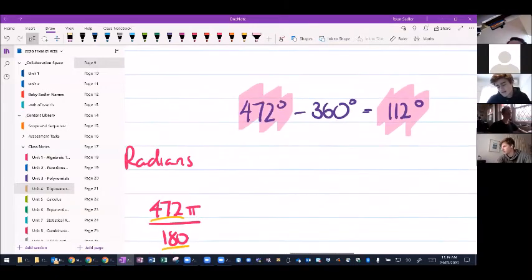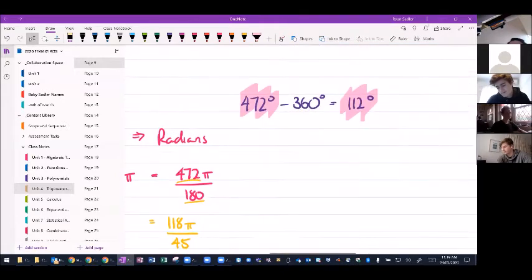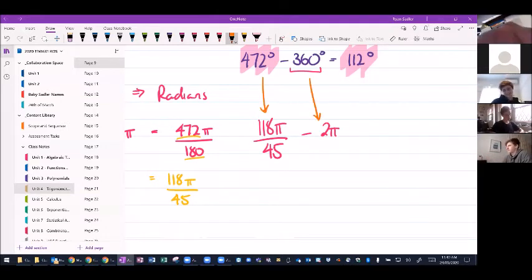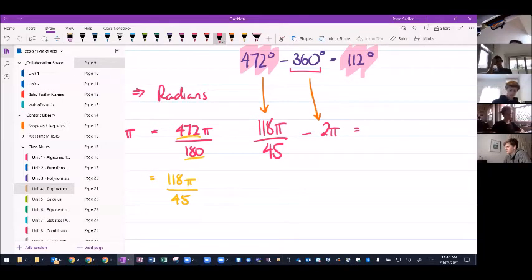If we did that in radian measure, however, we can't subtract 360 degrees because that's in degrees. What we have to do is do a subtraction of 2 pi. So if we have 118 pi on 45, I can take away 2 pi. So these are equivalent. Remember, these are the same. And so what I'll end up with is another angle that is exactly the same. And in this case, that ends up being 28 pi over 45.